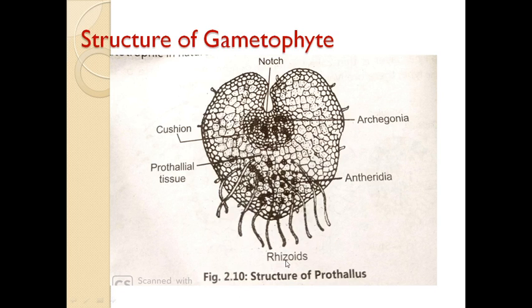Remember that the prothallus is one cell thick except towards the notch, where it is many layered, forming a cushion-like structure. The cells of the prothallus are closely arranged, thin-walled and full of chloroplasts. They are autotrophic in nature.